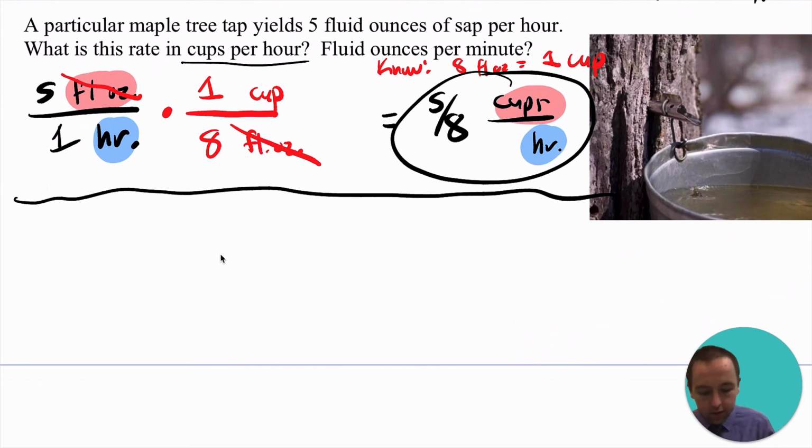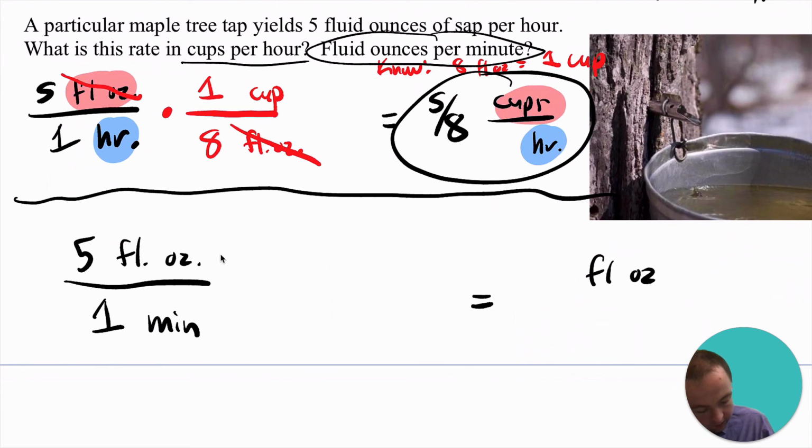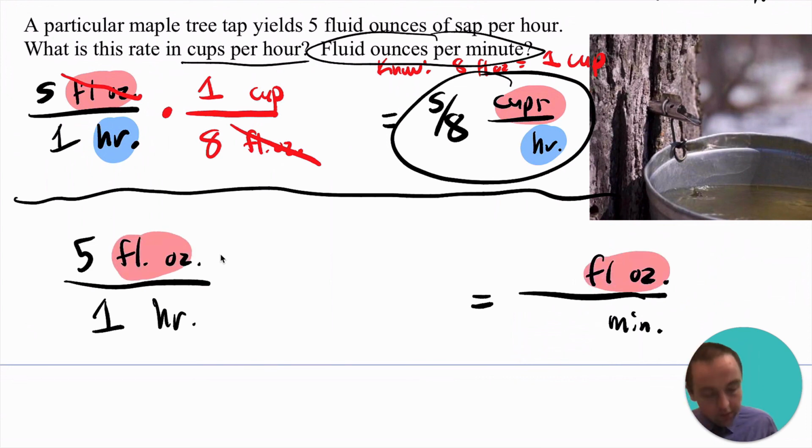And then in the second problem, we just need to convert to fluid ounces per minute. So kind of resetting ourselves here, this is 5 fluid ounces per 1 minute. And we're wanting to convert this to fluid ounces per... oh, I made a mistake here. Right there, I wrote minutes. That's not what was true. We were told that it was 5 fluid ounces per 1 hour. We want to convert to fluid ounces per minute. There we go.